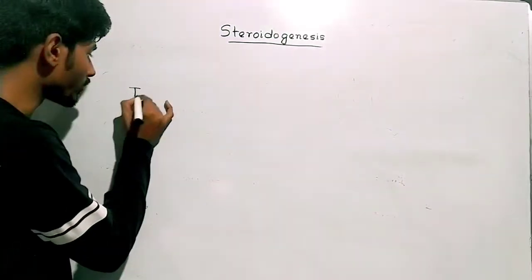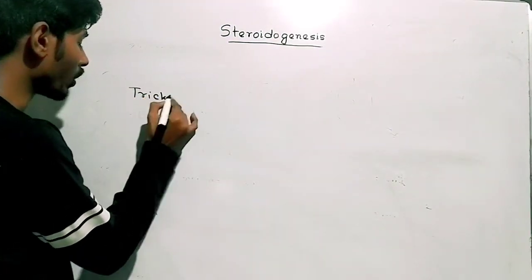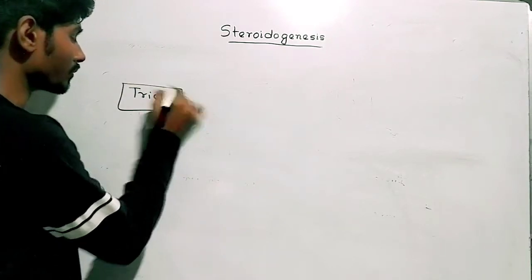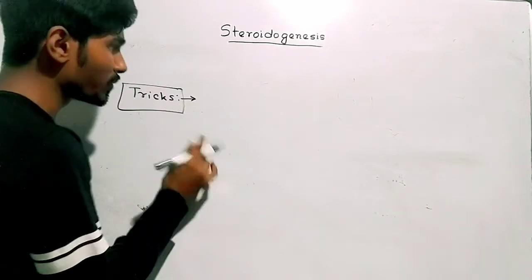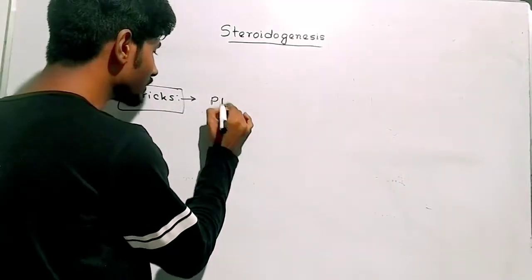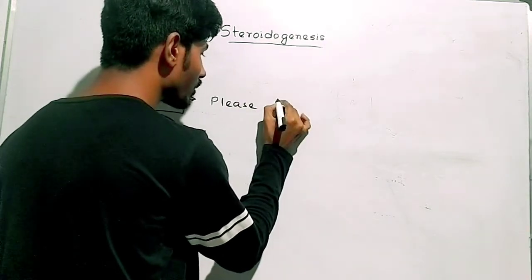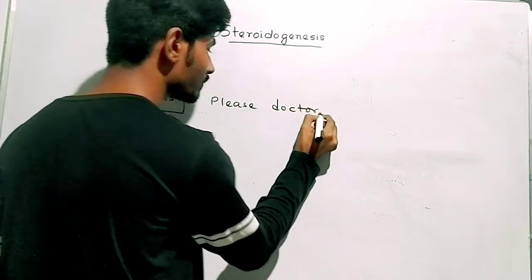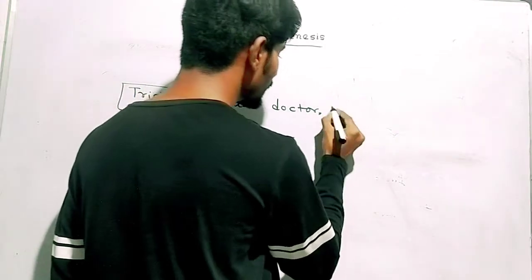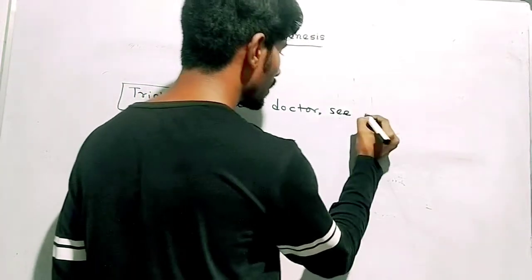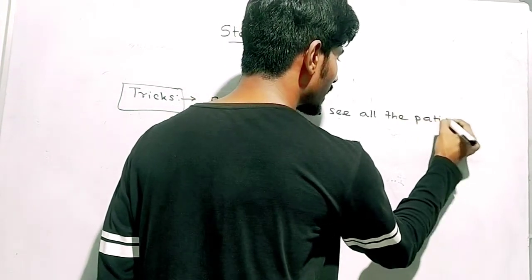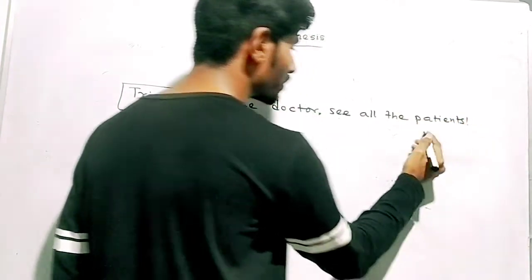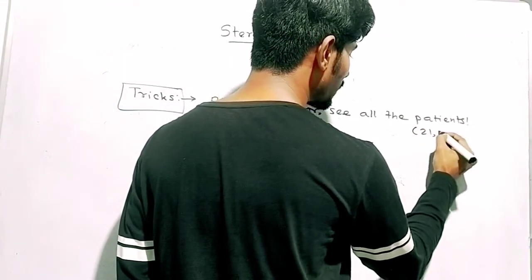There's a very important trick which I have made for you so that you can remember the production of the mineralocorticoids in the correct sequence. So for this you have to remember this sentence first. This is, please doctor see all the patients, and the number of patients you imagine it is 2111.